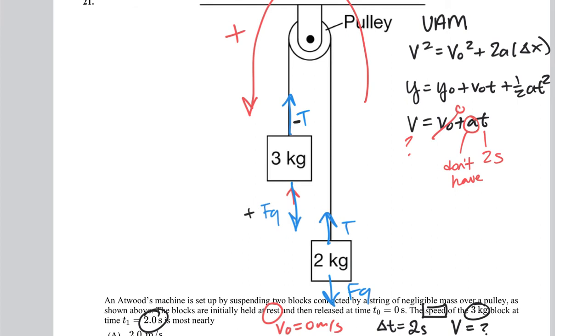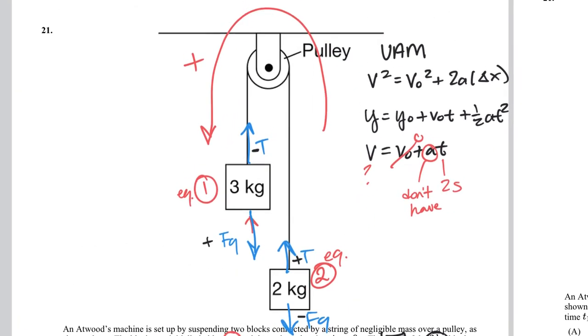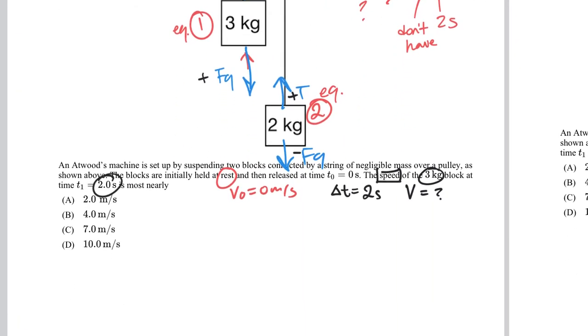For the 2 kilogram block, tension is going to be going in the same direction as motion, so it's going to be plus T, and then force of gravity is going to be negative. So what I want to do now is label this 1 and 2, so equations 1 and 2. From here, I'm going to find the sum of all forces for each block, so I'm going to label this 1 and label this 2 over here.